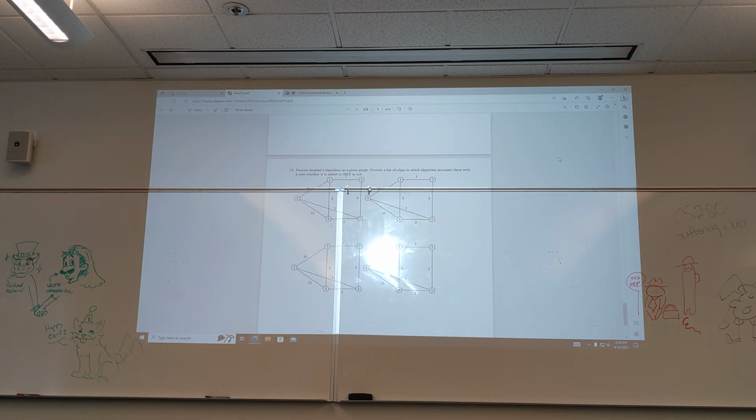Okay. Execute Kruskal's algorithm on a given graph. Provide a list of edges in which the algorithm processes them with a note whether it's added to the MST or not.